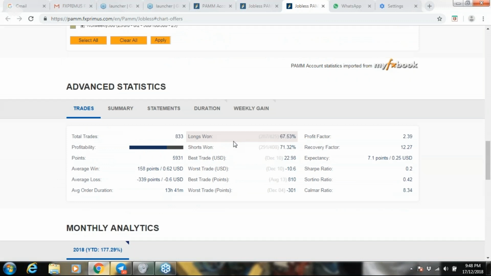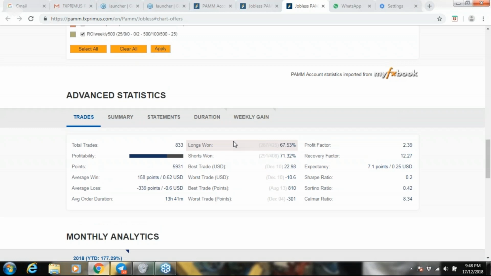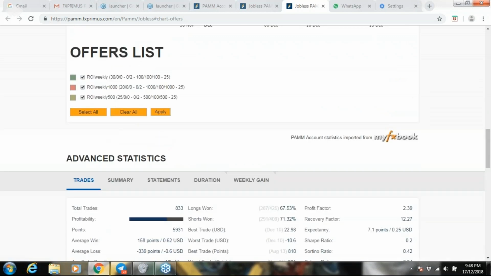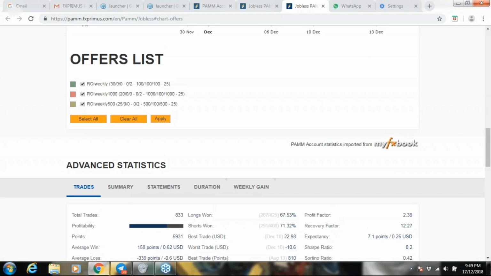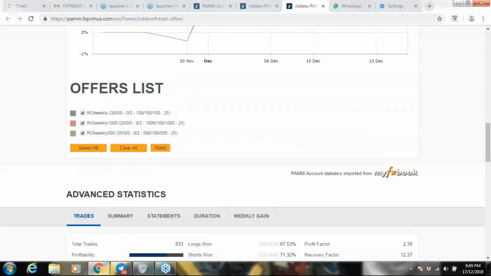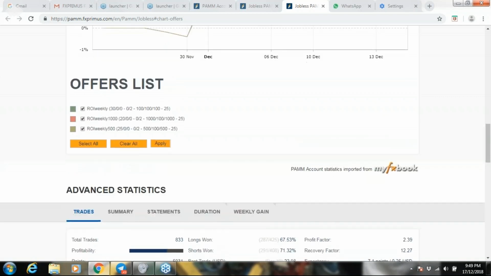Very good. I think it's very conservative because your average order duration is only 13 hours. You don't hold too long, which is a good thing also. You probably identify the opportunity and the entry time very accurately. Then you take your profit, and if it doesn't go well, you cut loss quite fast, correct? Yes, correct. Okay, very good.